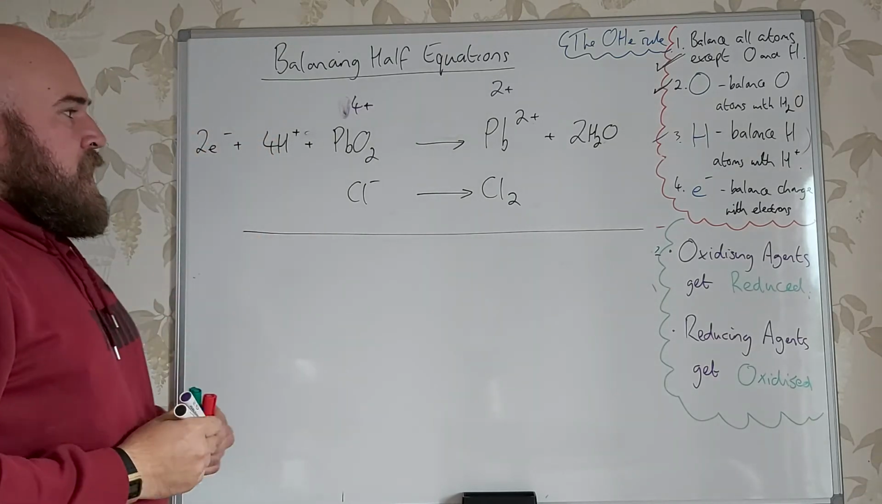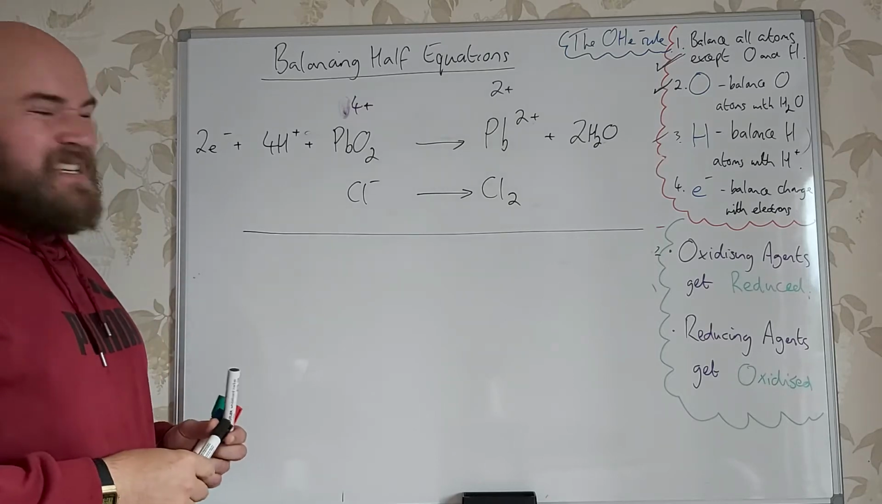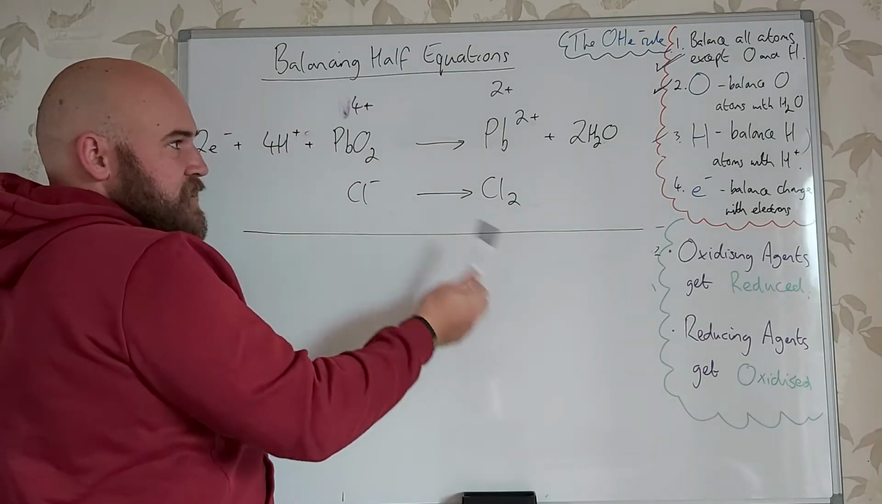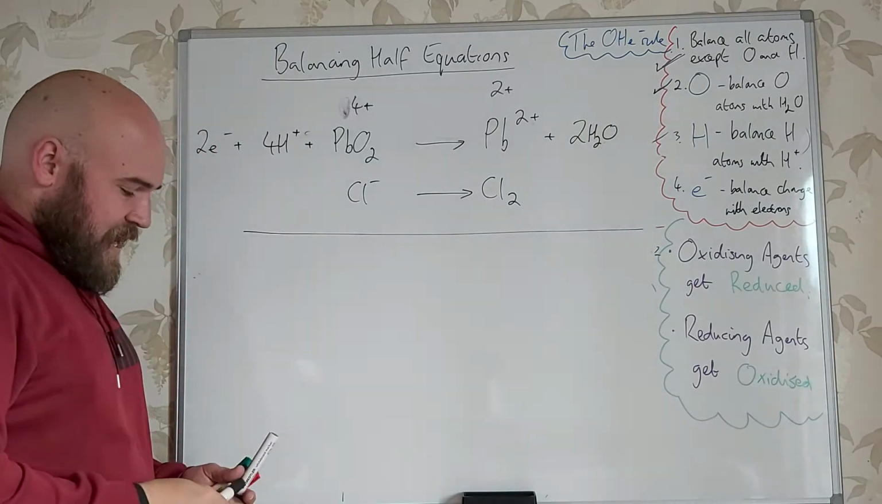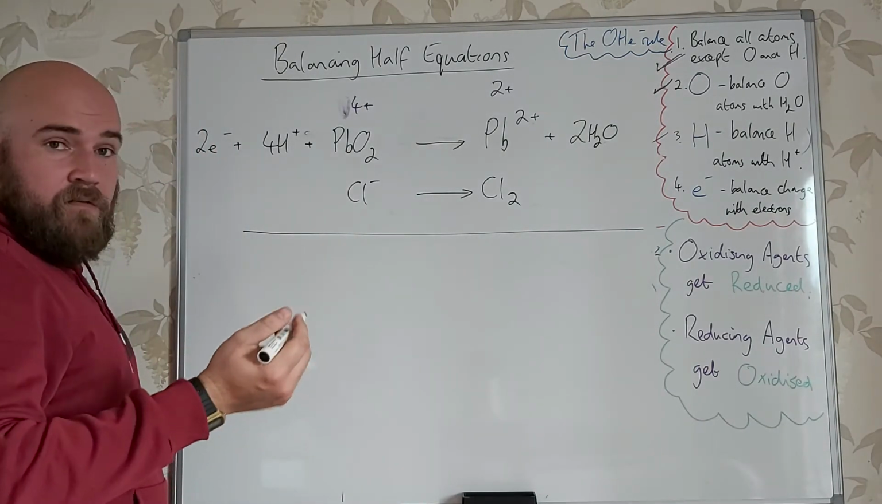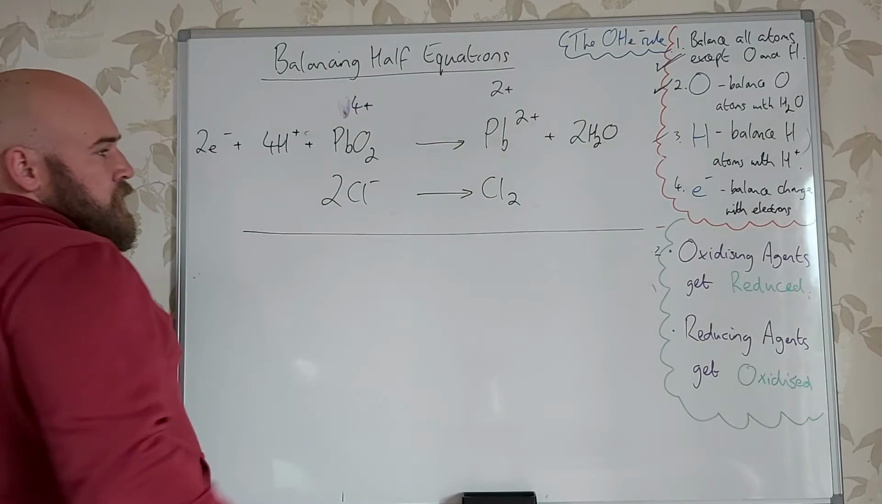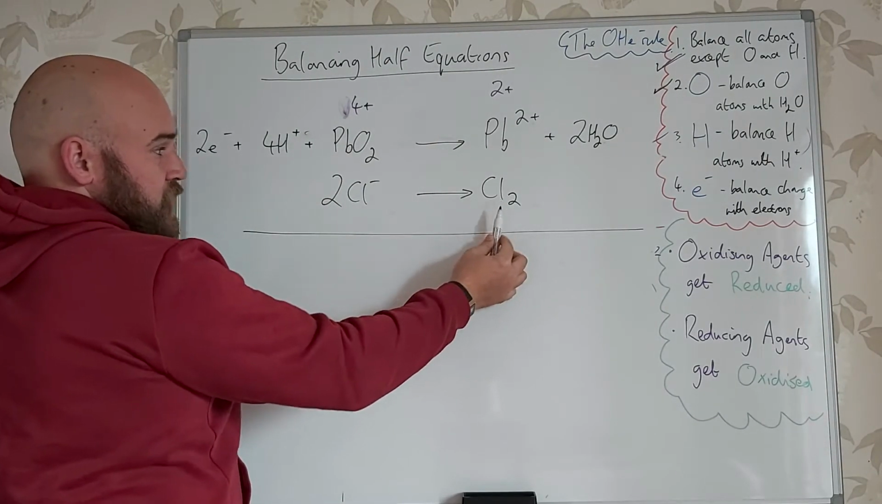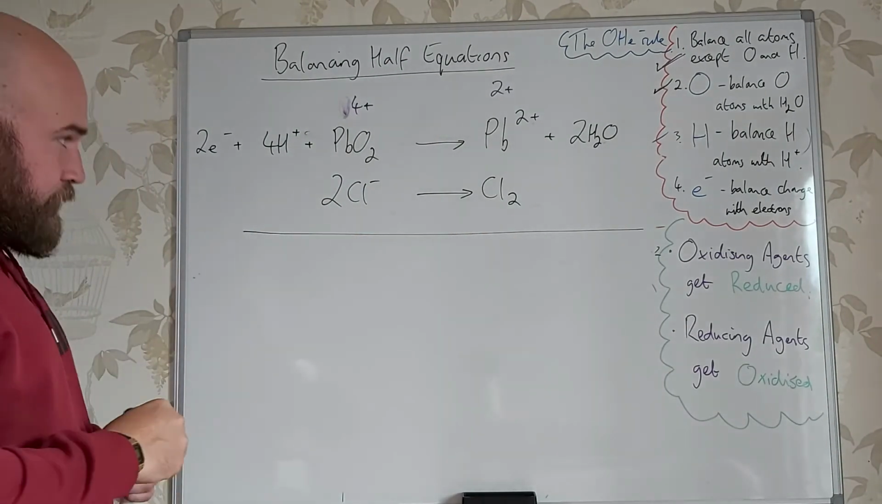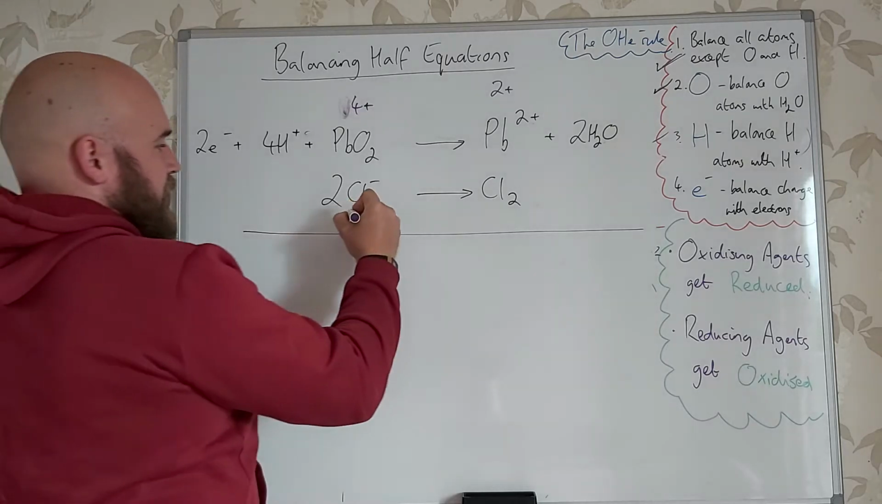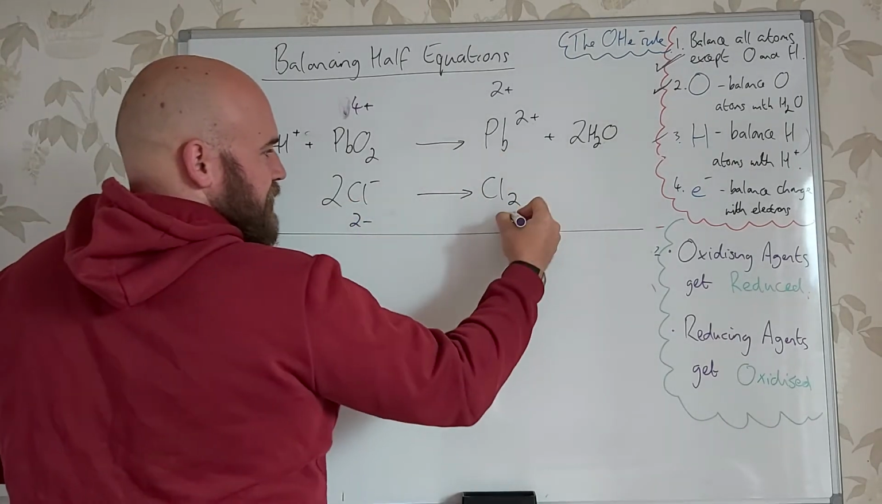And the next stage is the chloride one. This is quite easy because there are no O's or H's in it. So it's just a simple case of balancing it and adding the correct number of electrons. So 2 chloride becomes Cl2. Now the overall charge on this side is 2 minus, and on this side there is no charge.